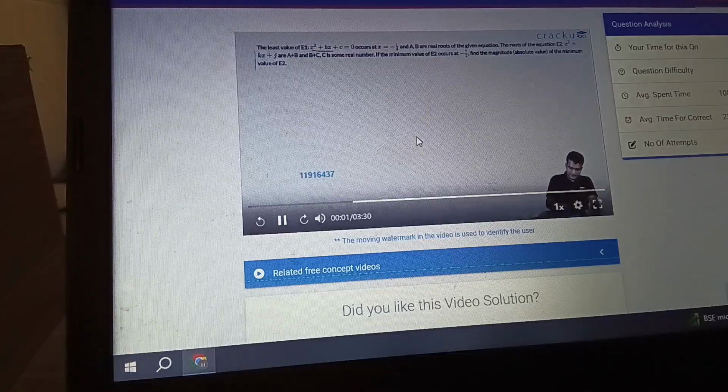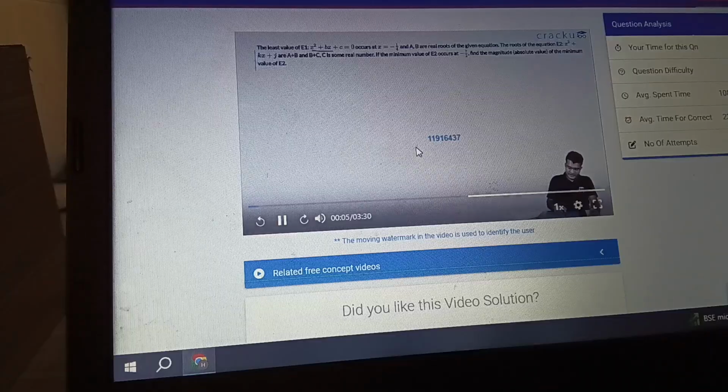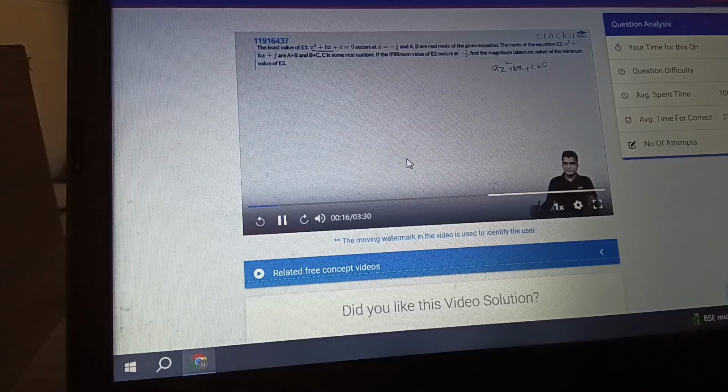In this question, we are told that E1 is x square plus bx plus c, that is a quadratic equation, and the minimum of the quadratic equation occurs when x is equal to minus 4. If you have a quadratic equation which is of the form ax square plus bx plus c is equal to 0, the minimum of this quadratic equation, if a is greater than 0, occurs when x is equal to minus b by 2a.